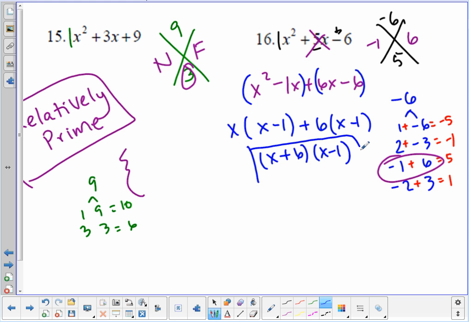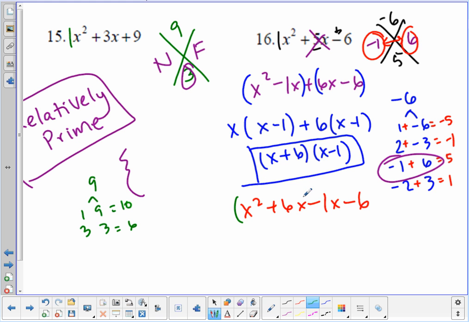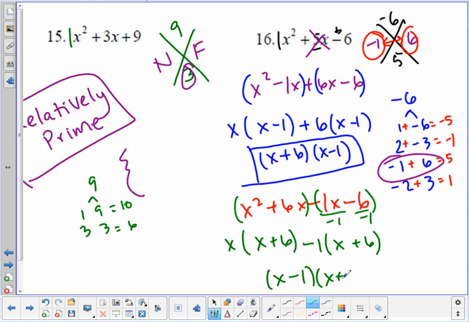Now I want to take a minute to show you that it doesn't matter if I split the middle or if I switch the orders of the middles. If I would have switched these two and written them in a different order like this, x squared plus 6x minus 1x minus 6, I get the same answer. Here's how. From the first group here, I can take out an x, leaving me with x plus 6. From the second group here, I want to take out a negative 1. So that's minus 1, leaving me with positive x plus 6. I end up with x minus 1, x plus 6.